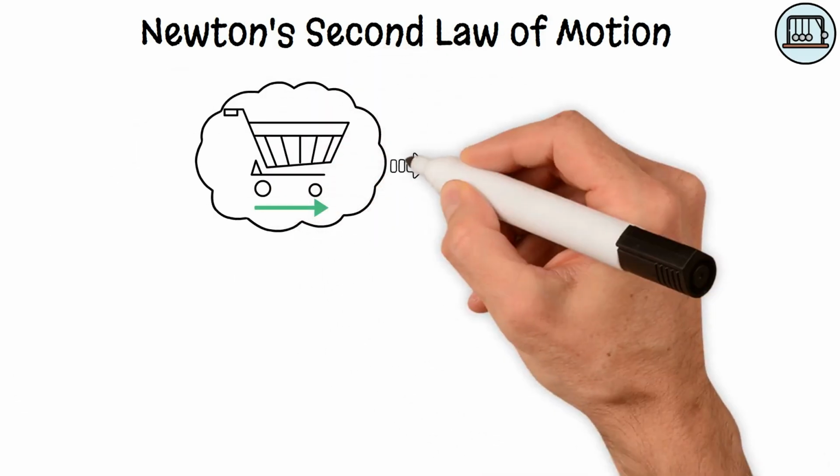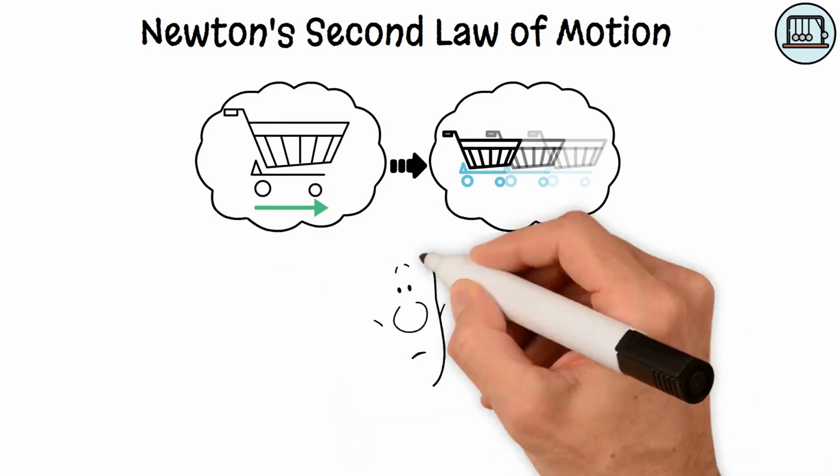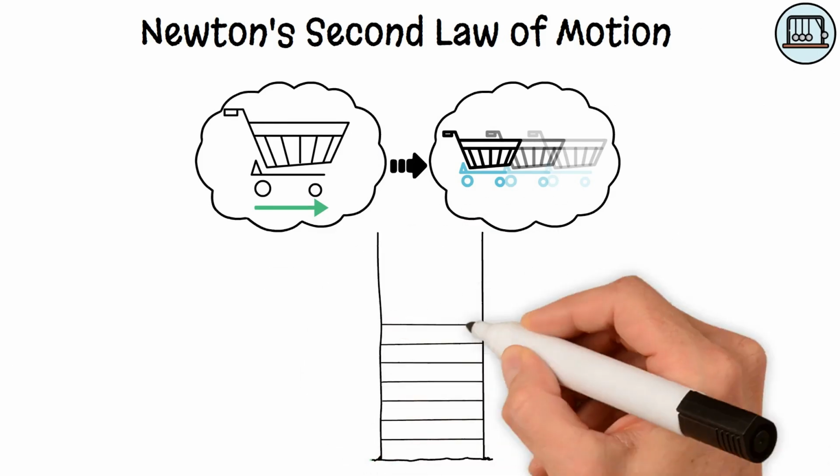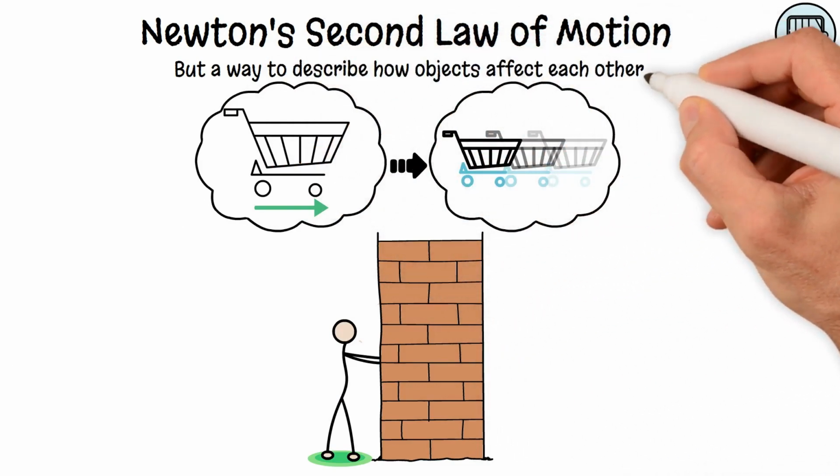Imagine pushing a shopping cart. The harder you push, force, the faster it moves, acceleration. The cart's mass determines how much force is needed. Force is not a physical thing you can hold, but a way to describe how objects affect each other.